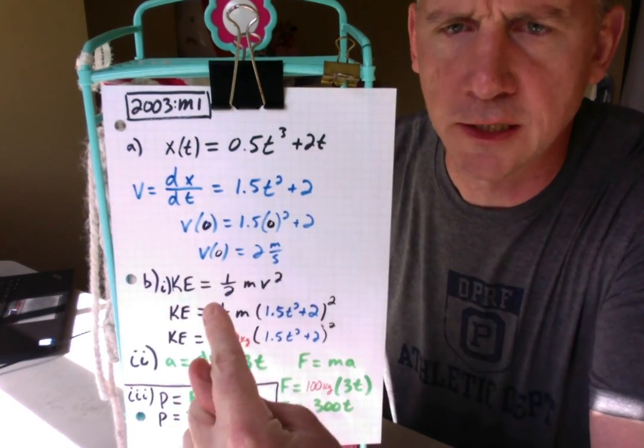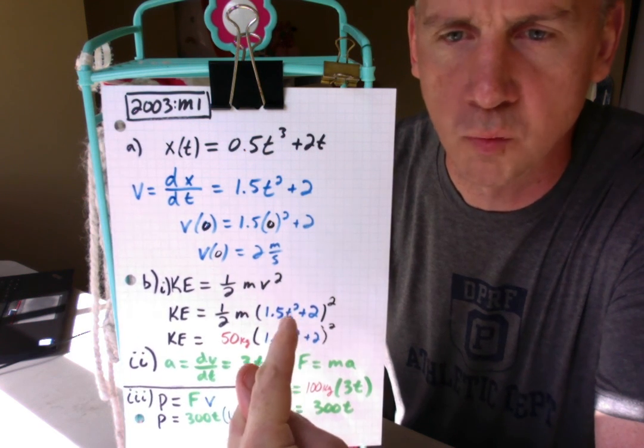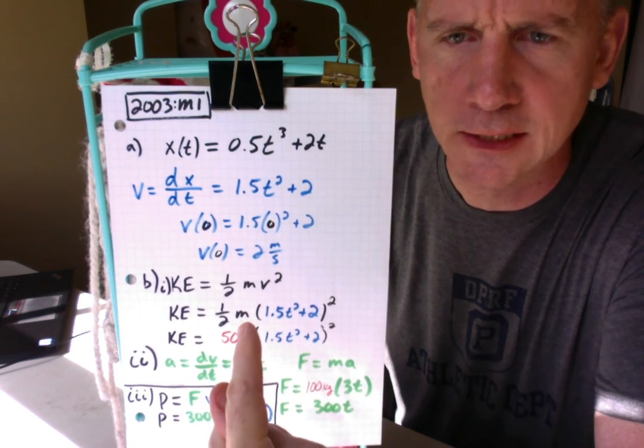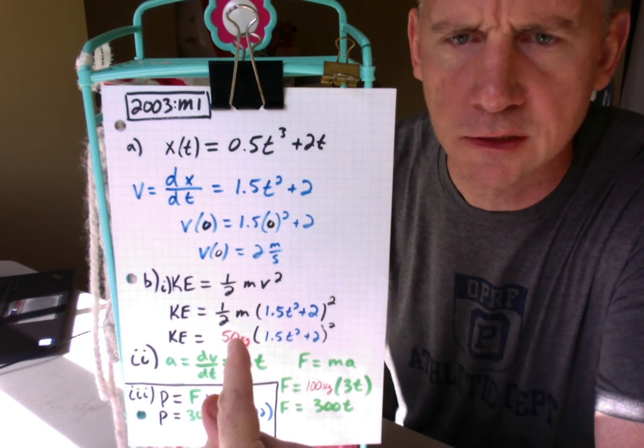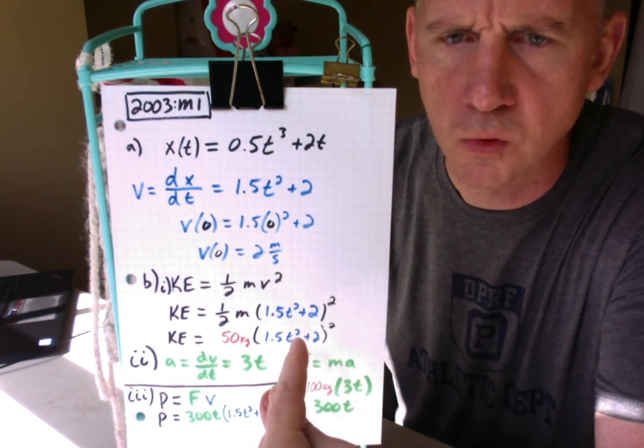So kinetic energy, there you go, there's your equation. We plug in the velocity function that's in terms of t. Wonderful. Half of the mass, they give you the mass, is 100, so that's just going to be 50. So there's our kinetic energy function. Voila.